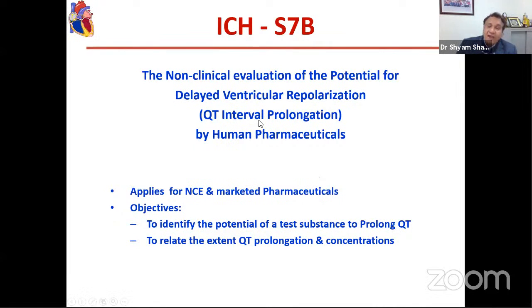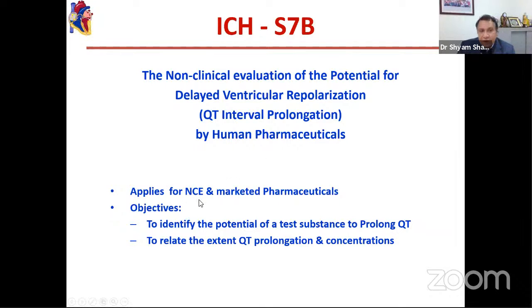So that there's no withdrawal from the market, they have considered these guidelines. Before you start the clinical trial phase 1, you need to conduct these kinds of studies so that humans are safe during the clinical trial. And these guidelines are on non-clinical evaluation of the potential for delayed ventricular repolarization, QT interval prolongation, by human pharmaceuticals.